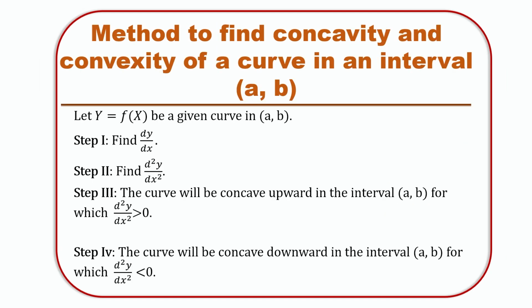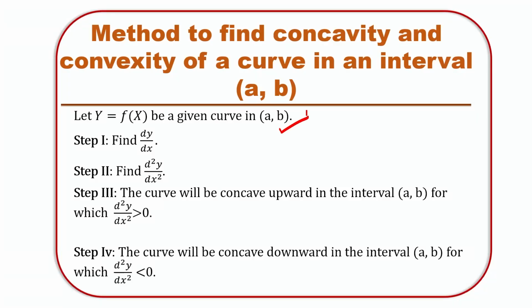Now, what is the method to find the concavity? That means concave upward, concave downward, the point of inflection and so on. Not for a single point, but in any interval, how can we do that? Let y equal to f(x) be a given curve in an open interval (a, b). First of all, you have to find the first derivative, then the second derivative, and check their signs. Depending on whether the double derivative of y with respect to x is greater than 0 or less than 0, that will give you concave upward or concave downward. If it is greater than 0, it is concave upward. If it is less than 0, then it is concave downward.